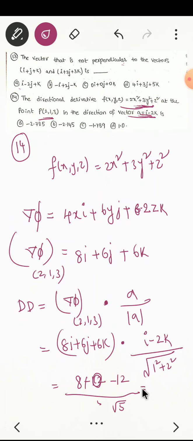Root over 5. Total value, what will I get? I am getting it as minus 1.7899. You just check. I am getting option C as the correct answer. Okay. Hope you are getting this. If you are not understanding, no need to worry. We will solve a few more problems on this so that you will get an idea.